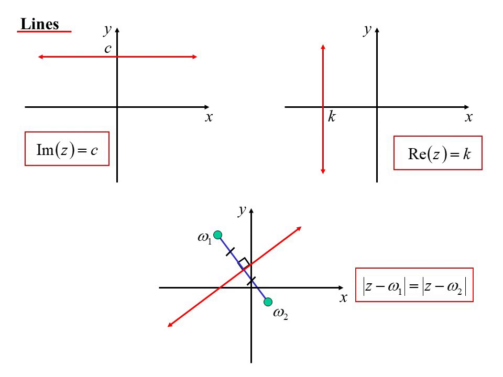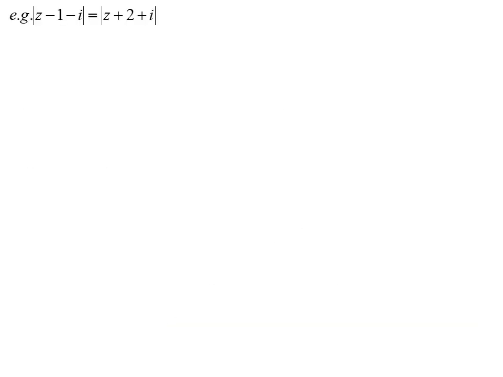So something like this one, I see it, modulus equals modulus. I'm saying distance to 1 plus i is the same as distance to minus 2 minus i. Alright, I know it's a perpendicular bisector. I know it's going to be a line. Well, if I didn't see it that way straight away, I could go, let's get it back into Cartesian form and see if I recognise what it is.